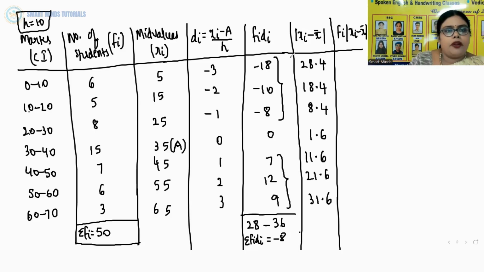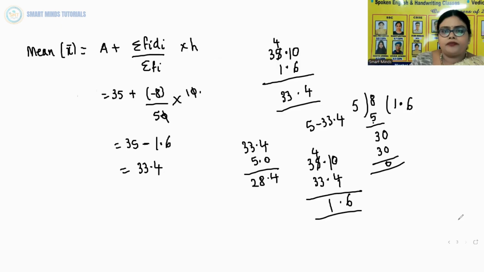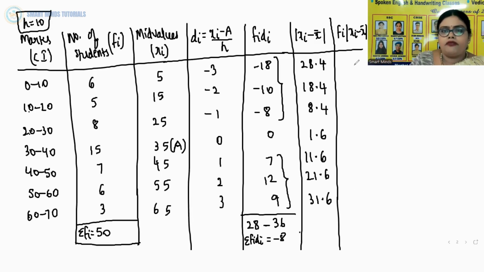So 28.4 into 6. Now see how to multiply it. 28.4 into 6. So 6 fours are 24. 6 eights are 48 plus 2 is 50. Then 6 twos are 12 plus 5 is 17. So the first one is 170.4.